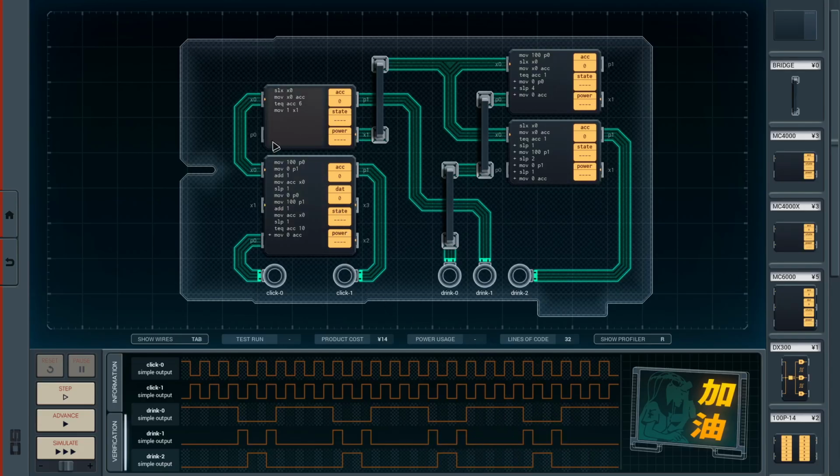Okay, so this is the brain, right? It moves 100 to P0, and then 100, and then it moves 0 to P1, and then it flips, and then this 100, 0, 100, 0, 100, 0, right? This is 0, 100, 0, 100, right? That's all fine and dandy.